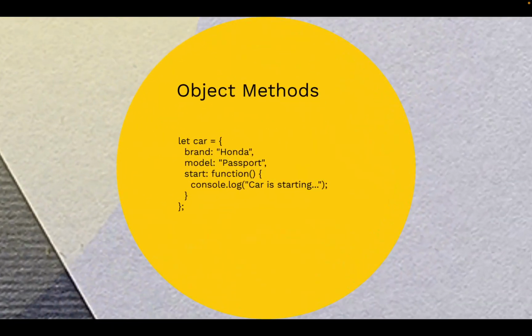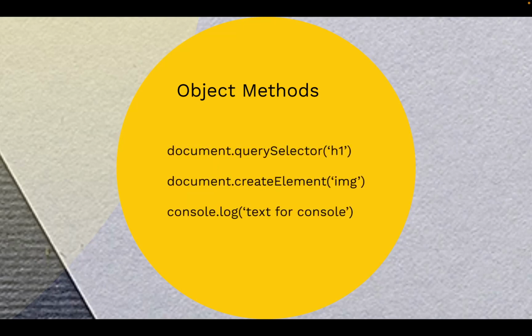Objects can also include methods, which are functions stored as object properties. Here's an example of a car object with a method. It's simply going to console log car is starting when that method is called. We've seen methods before. Here we can see that document and console are being used. These are built-in objects that come with their own properties and methods. While we can't modify those, we can now build our own objects with custom properties and methods.